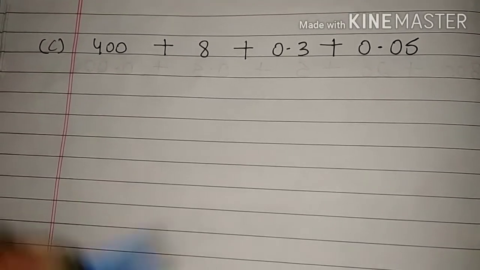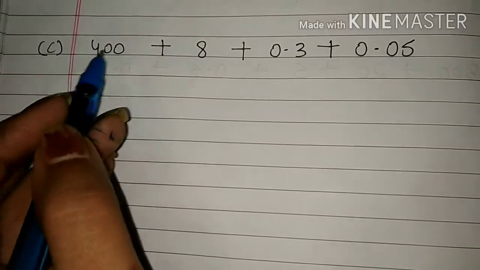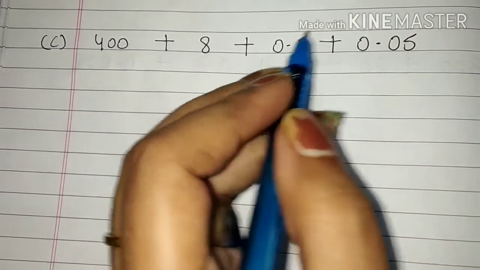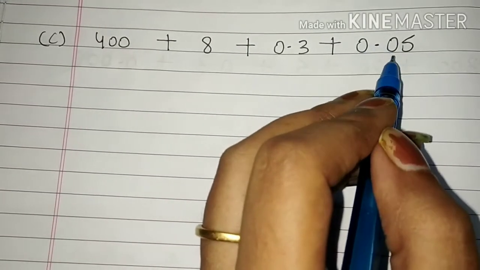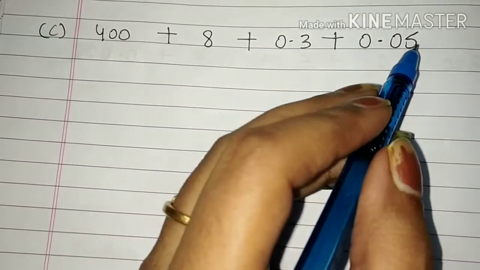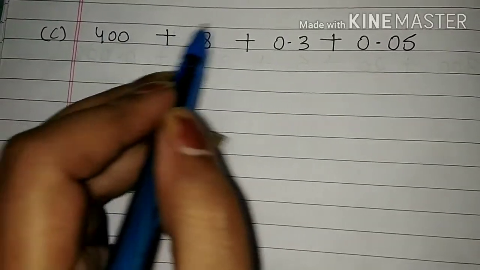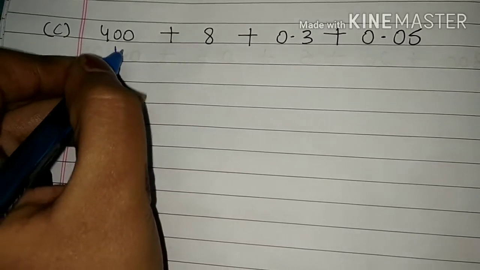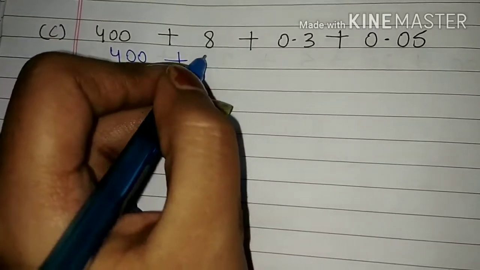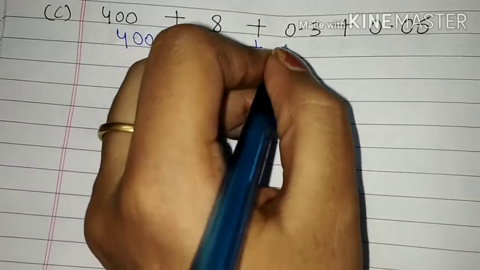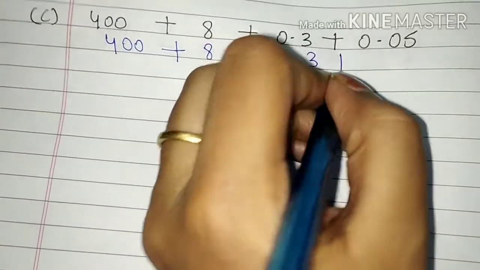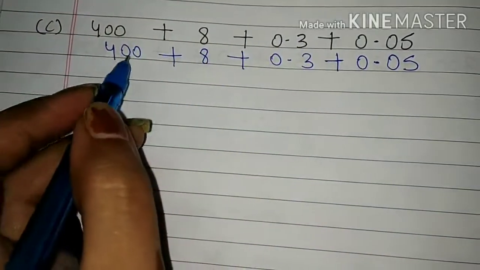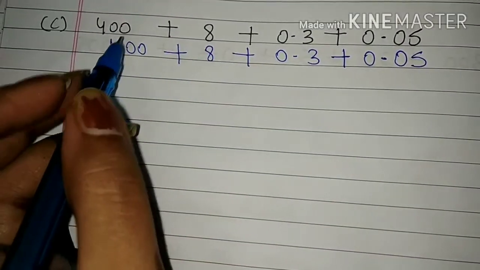Students, now come to C part. Question is 400 plus 8 plus 0.3 plus 0.05. Students, we will add the numbers. But first of all, we will copy down the question here. 400 plus 8 plus 0.3 plus 0.05. Students, now we will add the numbers.